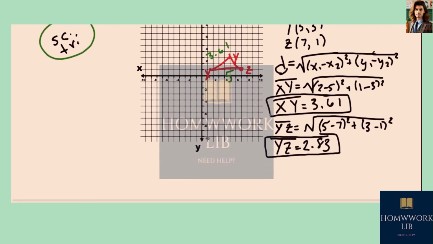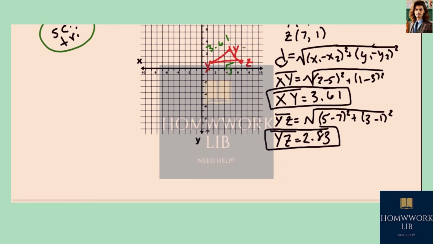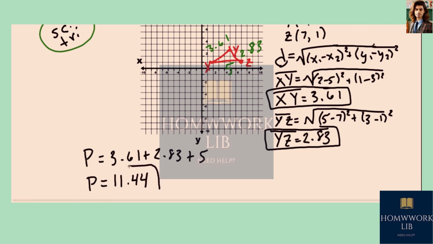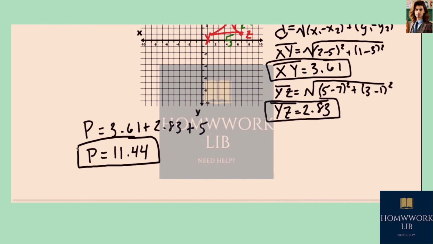But now all we have to do is add all three sides together to find our perimeter. So that's going to be P equals 3.16 plus 2.83 plus 5. So our perimeter is equal to 11.44. And I'll actually box that in green just to denote that this is our second answer.